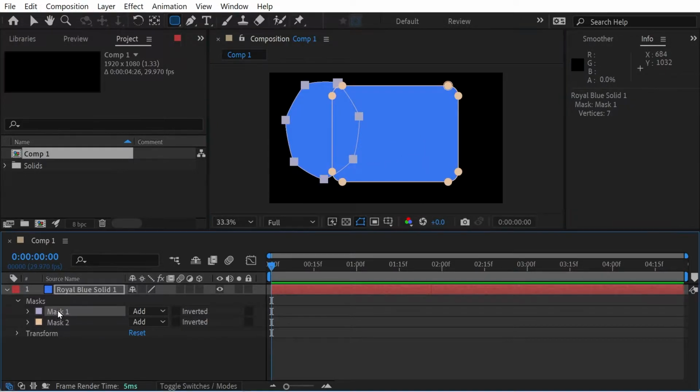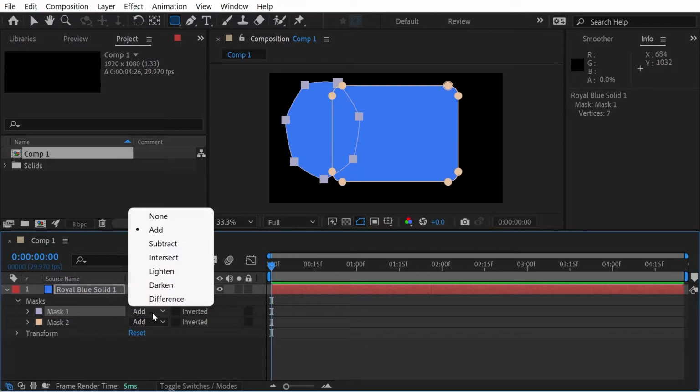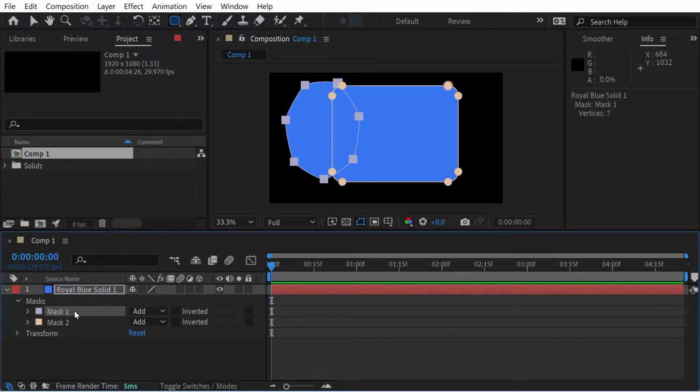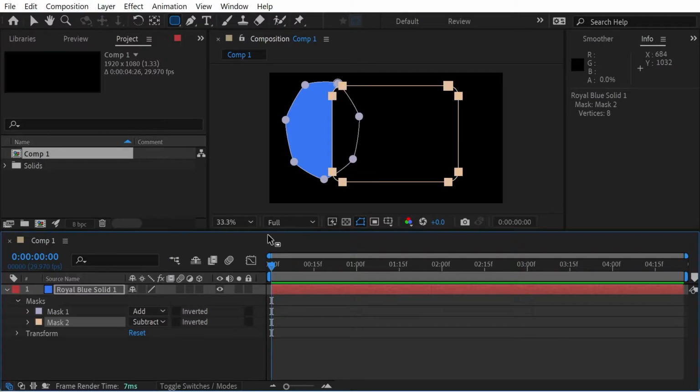So normally the masks will be on add mode. This is the masking mode. And the reason for that is just to be constantly adding to it. And it works sort of top down. So the first mask is sort of the most important one, and then the second is the second most important, and so on.